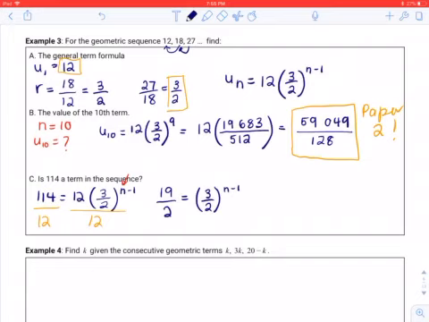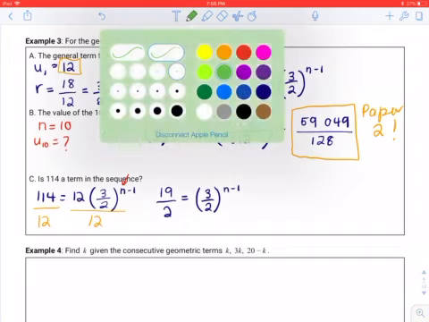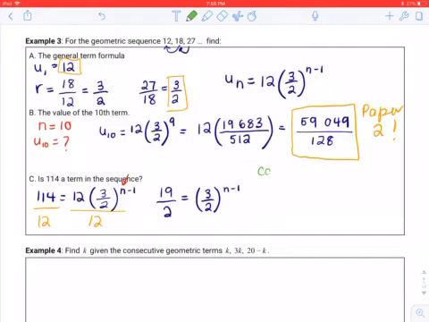From here, you would probably recognize that this is most likely not a term in the sequence. However, the only way to be sure would be to use your calculator. You could also use logarithms, but we have not yet covered those. Most people would choose to use their calculator here. You would want to put 19 over 2 into y1, 3 over 2 to the power of x minus 1 into y2. You'll want to graph those, and here's what it would look like if you had a standard window.